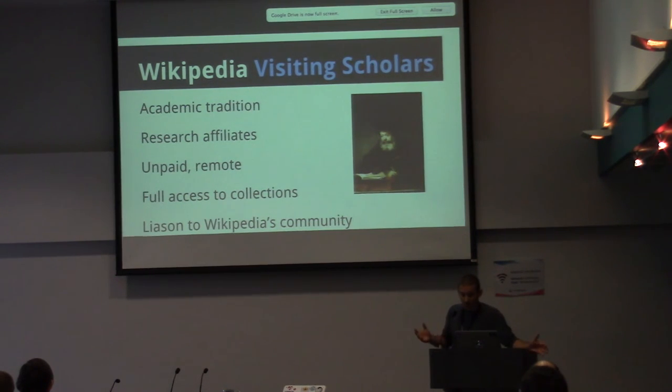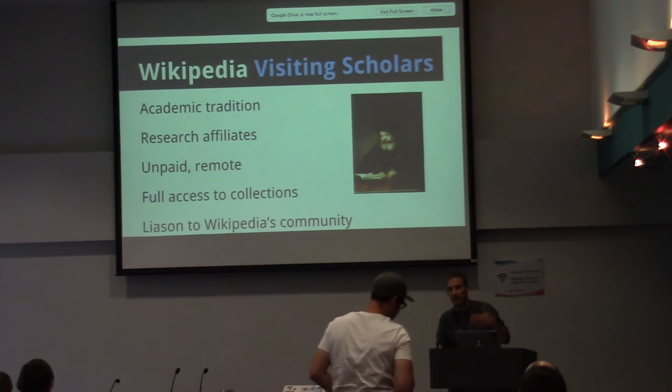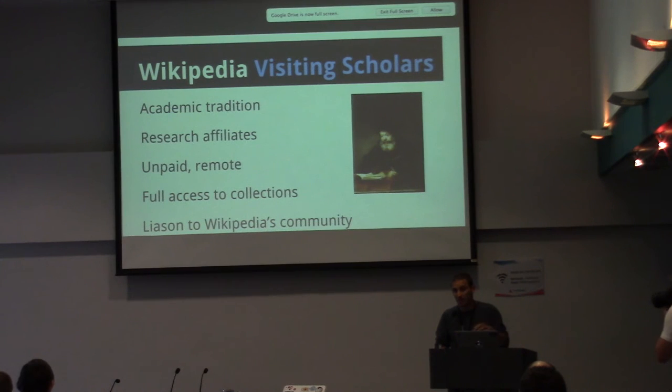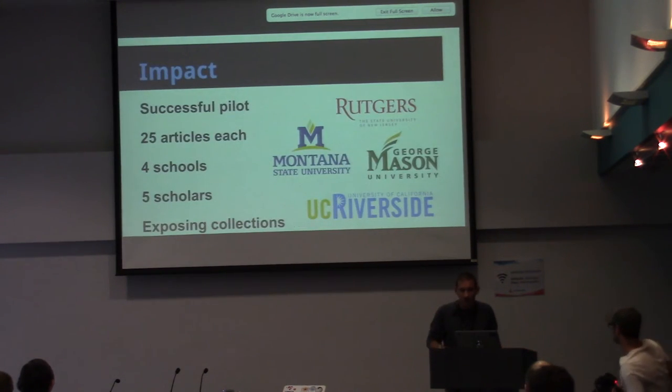And so we tried this. They're different than Wikipedians in residence because they're unpaid and they're remote. So basically the trade-off is very simple. A Wikipedia editor gets full access to the online catalog, and then they use that access to write Wikipedia articles. That's it. And in doing so, there's also an opportunity to act as a liaison between the institution and Wikipedia. But really the key is we're trading access for writing about the sources and the collections that the institution has. So this has been a successful pilot program so far.